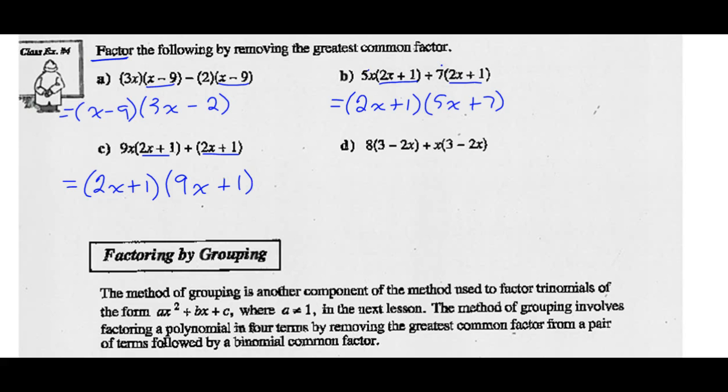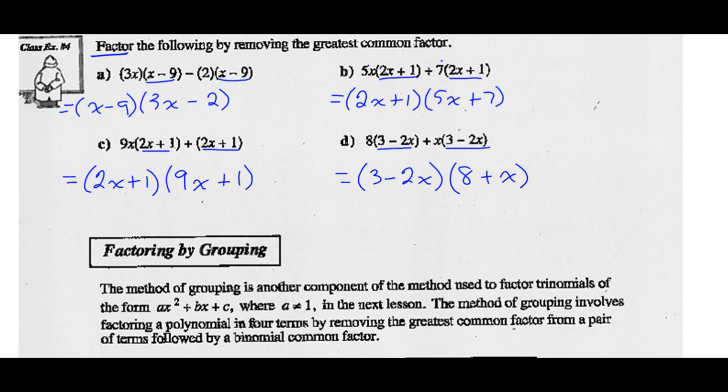There's my factored form. 3 minus 2x and 3 minus 2x is a common binomial factor, so I divide out the 3 minus 2x. If I divide that out of the first term, I'm left with 8. If I divide that out of the second term, I'm left with positive x. And we factored out a common binomial factor.